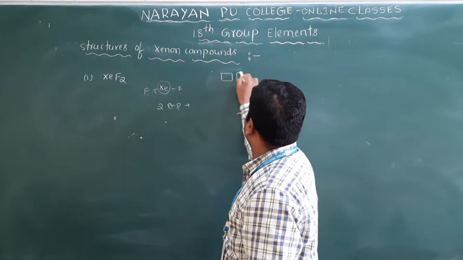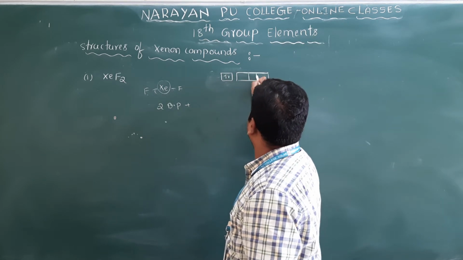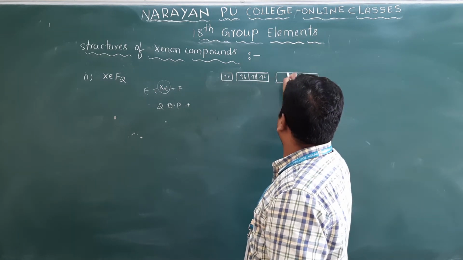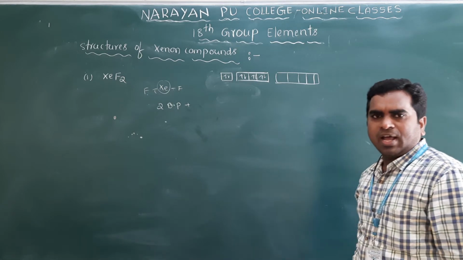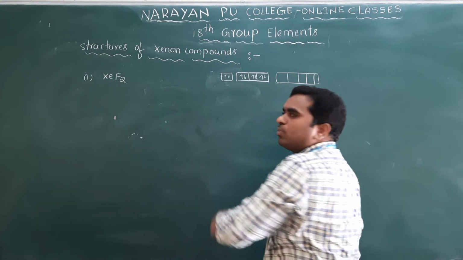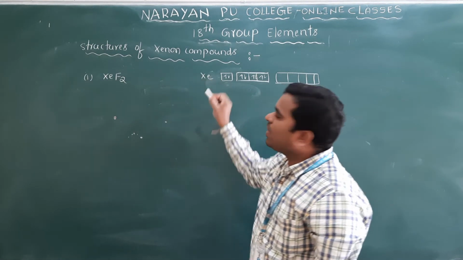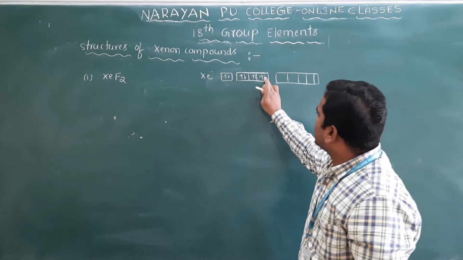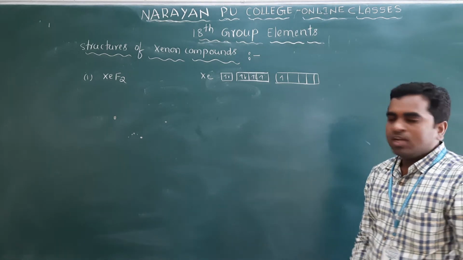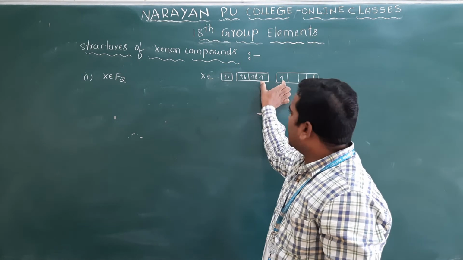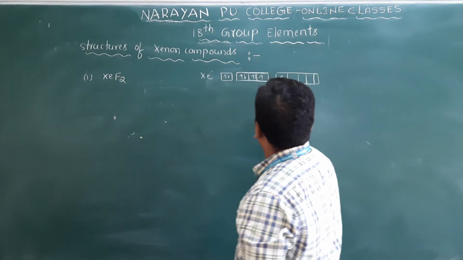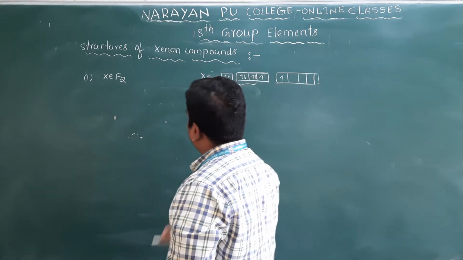Otherwise, simply, the electronic configuration of xenon is ns2 np6, and there will be an empty d orbital for xenon. Now it is forming 2 bonds, so xenon should have 2 unpaired electrons. In the first excited state, one of these electrons will move into the d orbital. So there are 2 unpaired electrons, which form 2 bonds with the 2 fluorine atoms. Then 3 lone pairs are present.